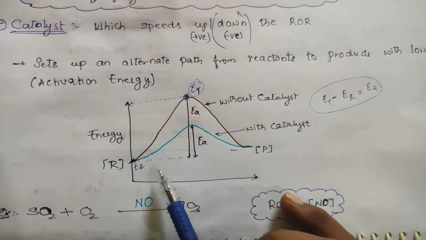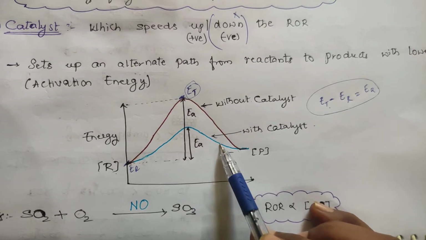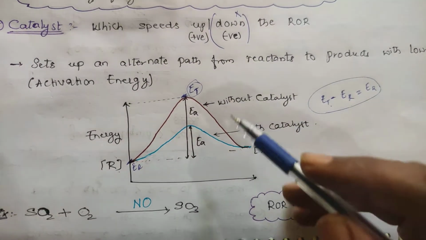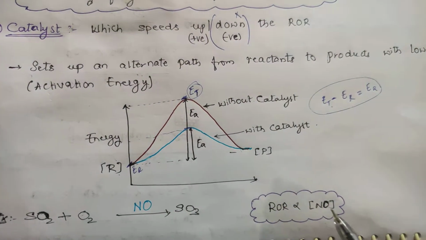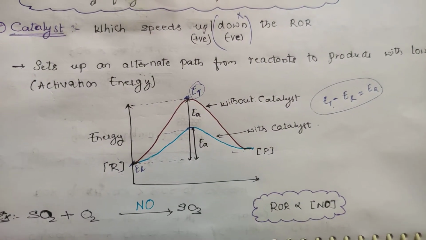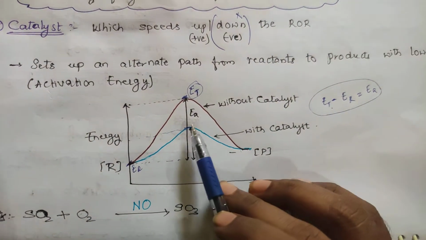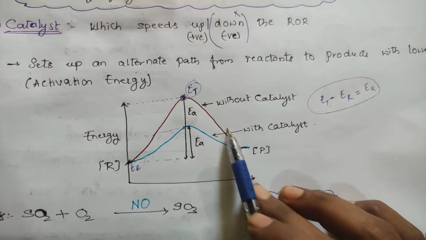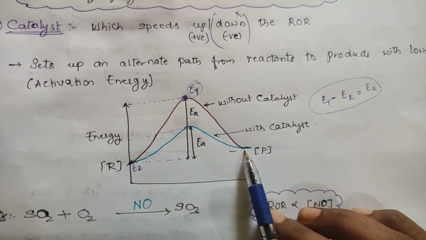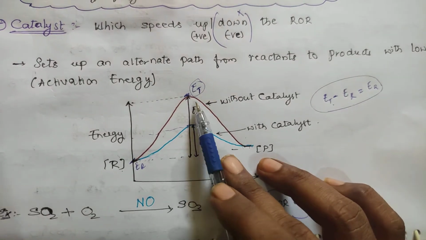And if you add a catalyst, what happens? The reactant energy moves in this path and it gets the product. Here the threshold energy is only this much. That means if we add a catalyst, the threshold energy level has been decreased by changing the path. So this is the original path without the catalyst, and this is the path with the catalyst.